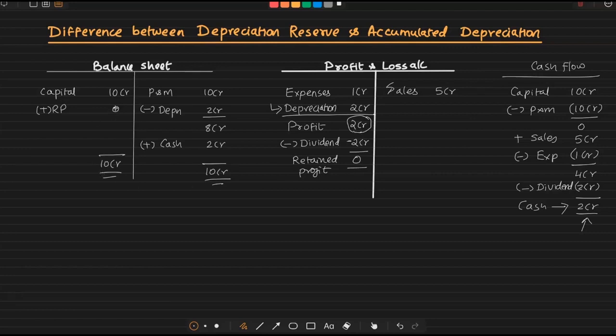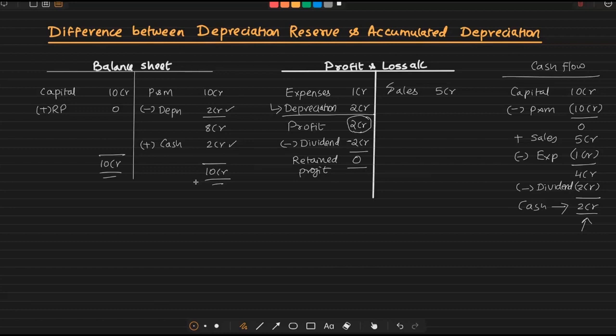But what happened on the other side? The plant and machinery value reduced by 2 crore in the name of depreciation, but on the other side, cash balance increased by 2 crore. So there is a reduction in the value of the asset, depreciation 2 crore, and there is a cash balance available of 2 crore. Now this is only the first year position.